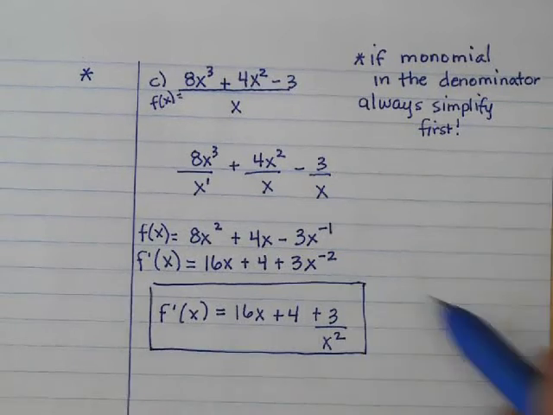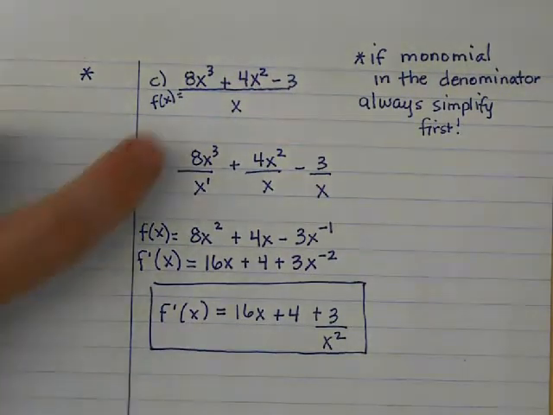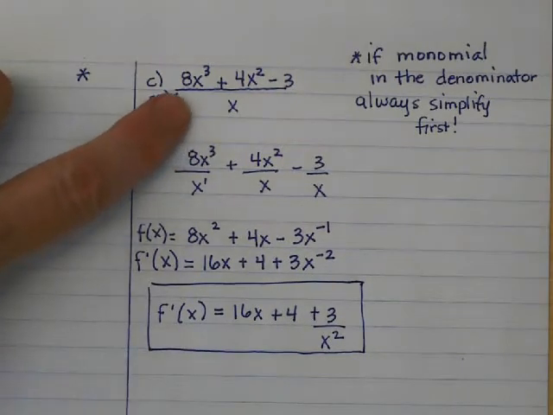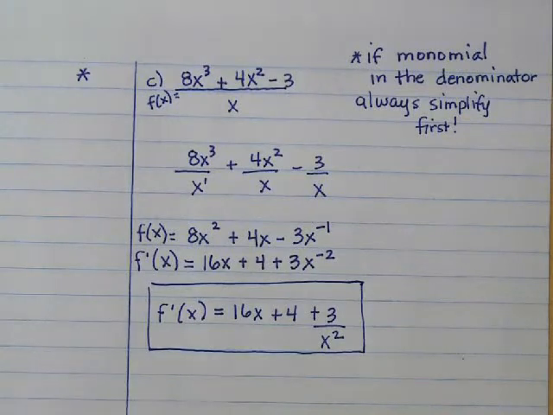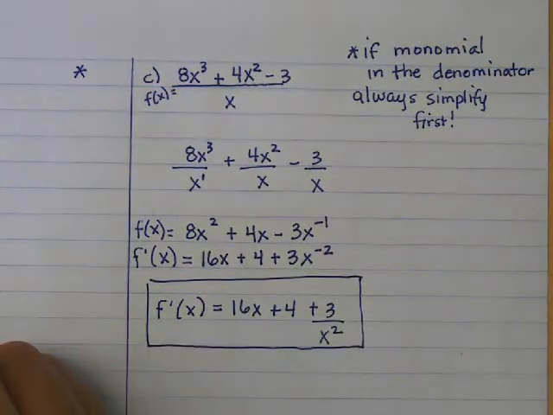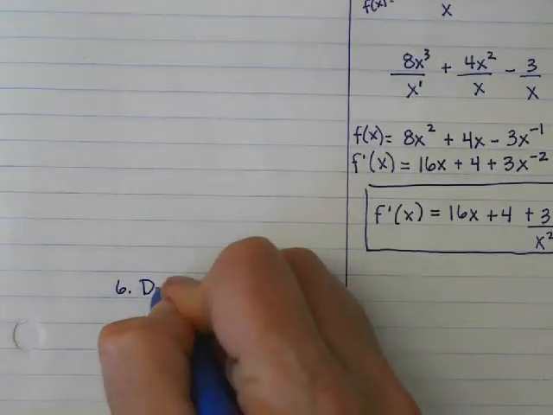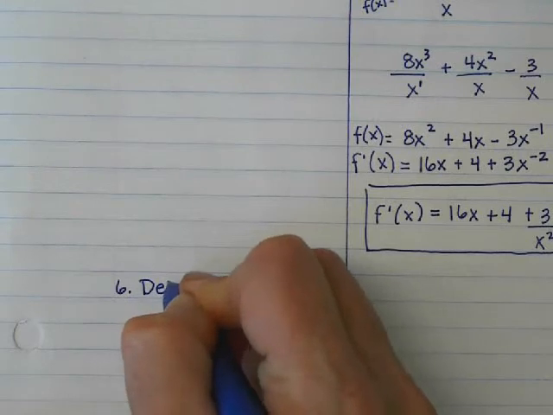And so you can really see the advantage. If we had to do this using our big long definition of the derivative, it would take forever for us to do. Okay, the very last one that we're going to look at, number 6. These are the derivatives of the sine, the cosine, and the tangent.